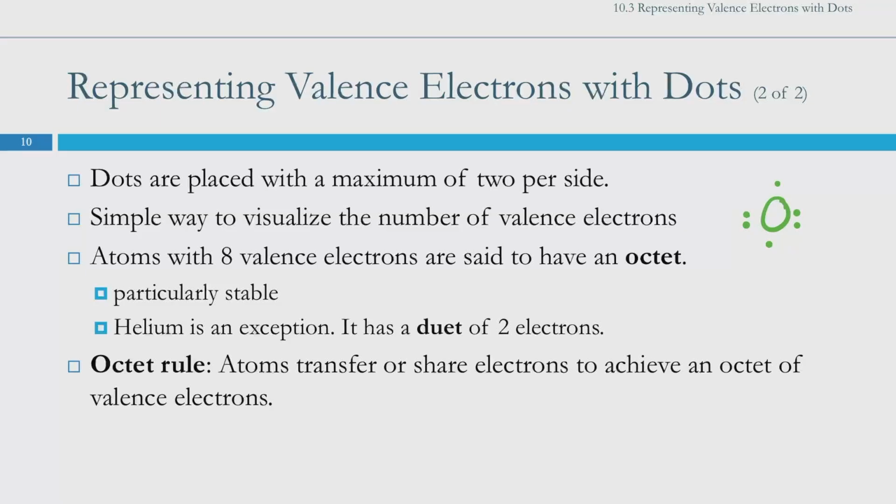So if we had a completely full valence shell, like with neon, neon has 8 valence electrons, so it would have 2 on each side. And that's as many as you can get. And that's what we call an octet. The 8 for oct, like octopus, octagon. Octets are stable. For very small things like helium and hydrogen, a duet is also stable.